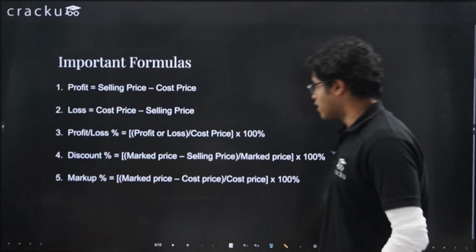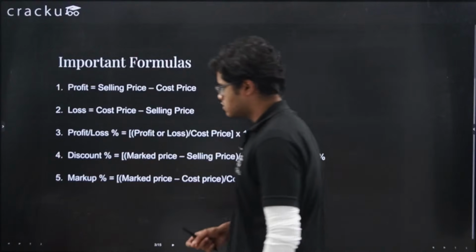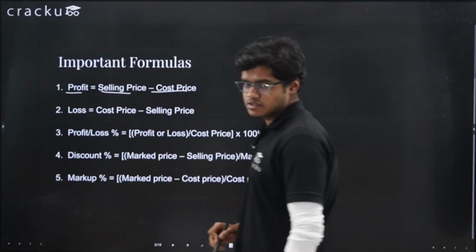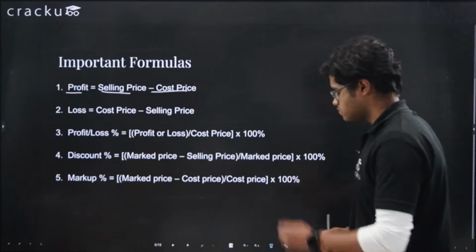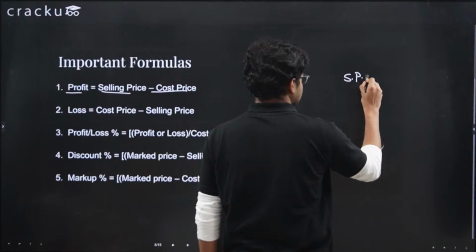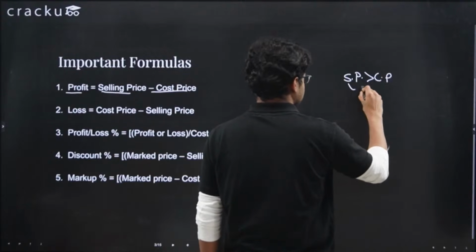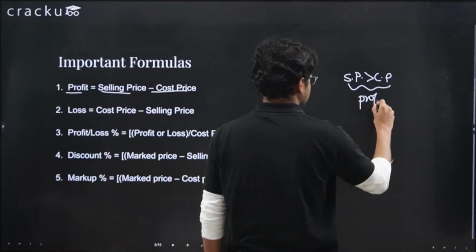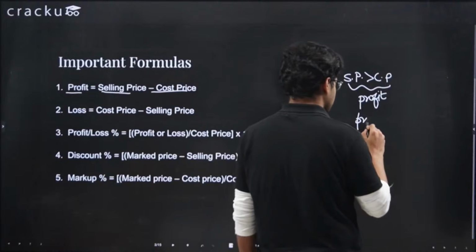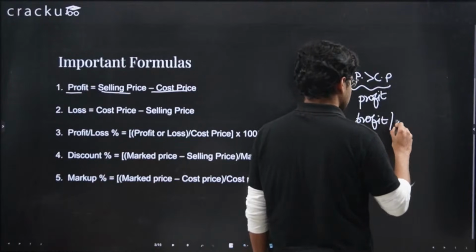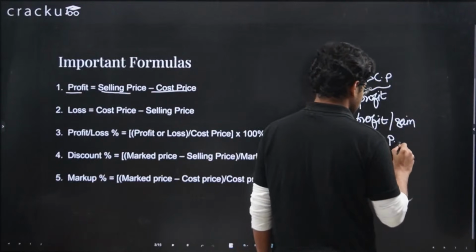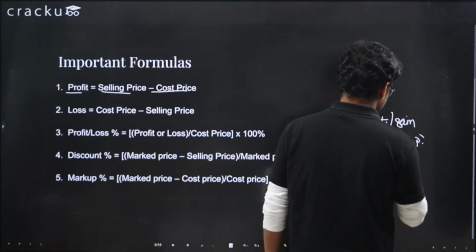Okay, now important formulas. First of all, the most basic formula is profit equals selling price minus cost price. So when the selling price is greater than the cost price, it is the case of profit. And what is the value of profit? The value of profit, or we can also refer to it as gain, we write as SP minus CP, selling price minus cost price.